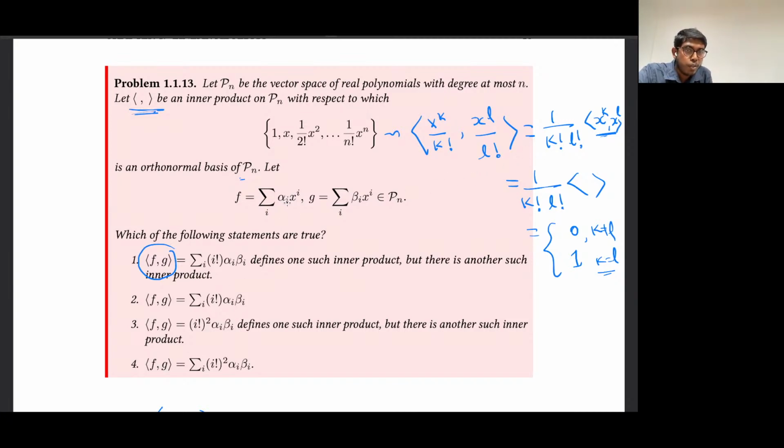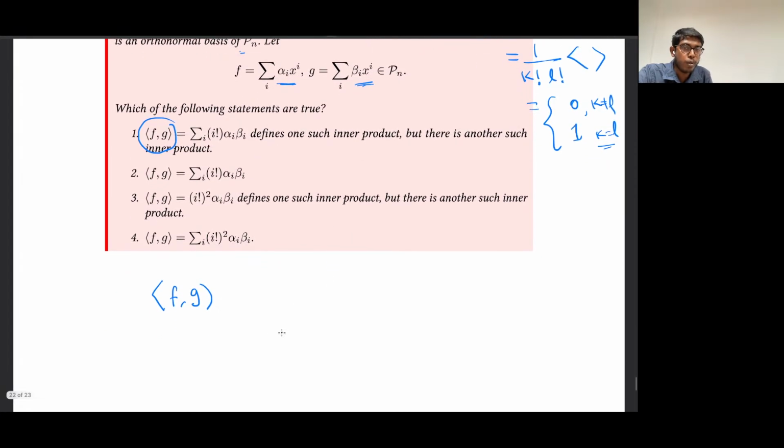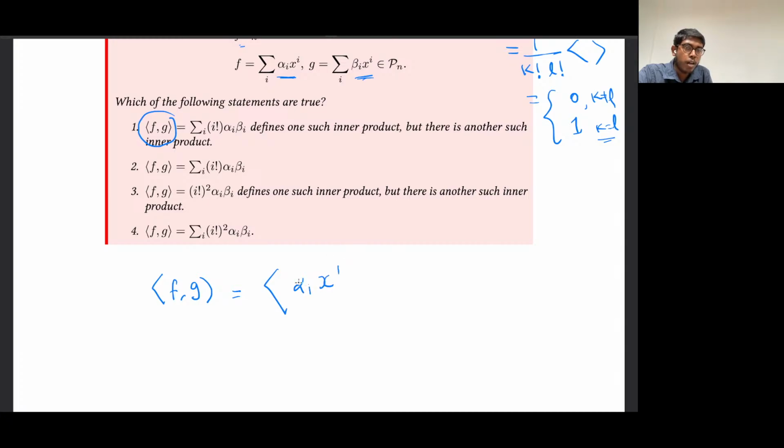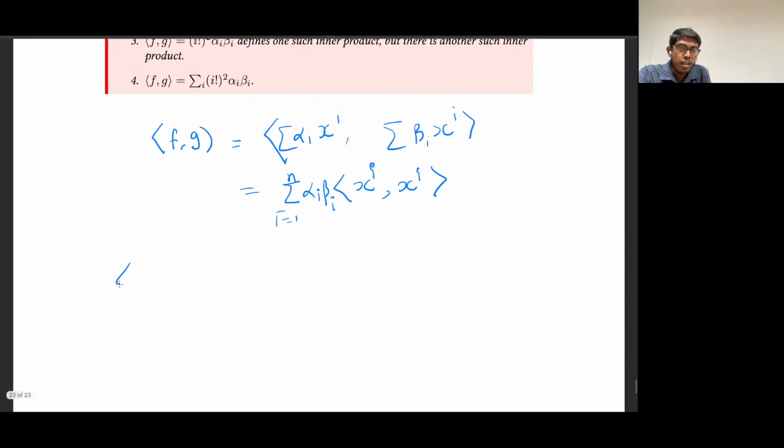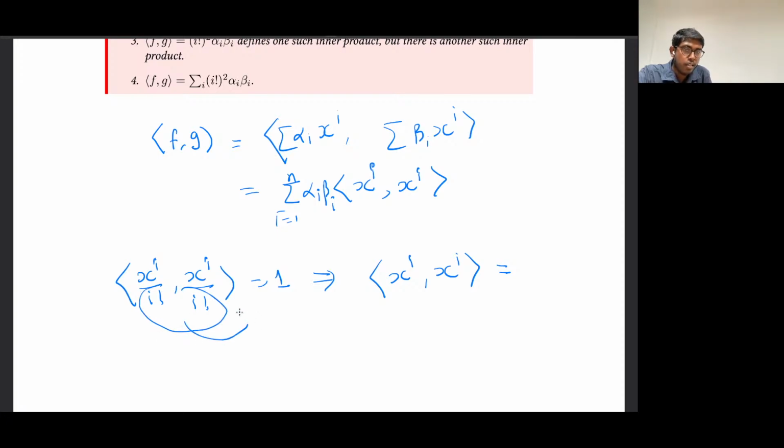Now you see that f is the summation of alpha i x to the power i, and g is beta i x to the power i. So let's find out what fg is. Alpha i can be taken out, and x to the power i, and beta i again I can take out, with i from 1 to n. From the first thing, I know that x to the power i by i factorial with x to the power i by i factorial equals 1. So x to the power i with x to the power i, the constant coming out, is i factorial squared. So this is the summation of alpha i beta i times i factorial squared.